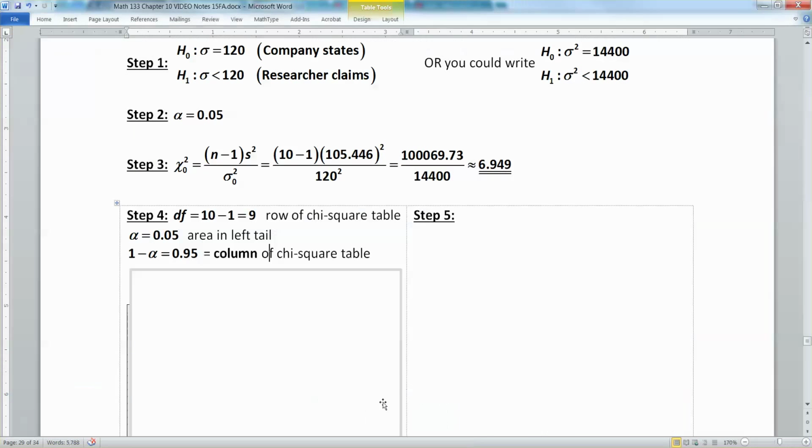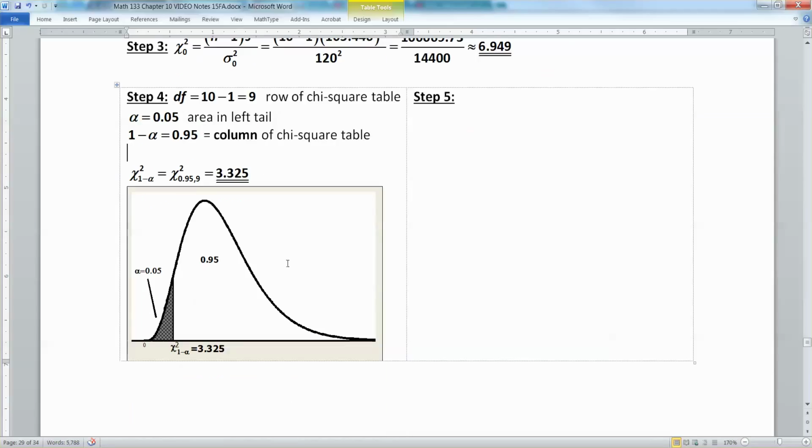Okay, so it's 3.325. So that's what I drew right here. So I drew a picture, and you have to label this picture. You have to put the chi-square value. Say that it's 3.325. Technically, you don't need to label it on the picture if you don't want to, as long as it's written somewhere that it's equal to 3.325. The actual official labeling for this would be chi-squared 0.95 comma 9, because it's 1 minus alpha, which is 0.95, and 9 for degrees of freedom. But if you don't want to, you can just say chi-squared 1 minus alpha at this stage in the game.